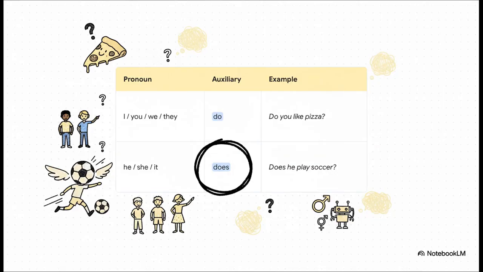Now, in the simple present tense, your two most common helpers are do and does, and the rule here is really straightforward. For he, she, or it, you're going to use does. For everybody else, I, you, we, they, you use do. So it's "Do you like pizza?" but "Does he play soccer?"